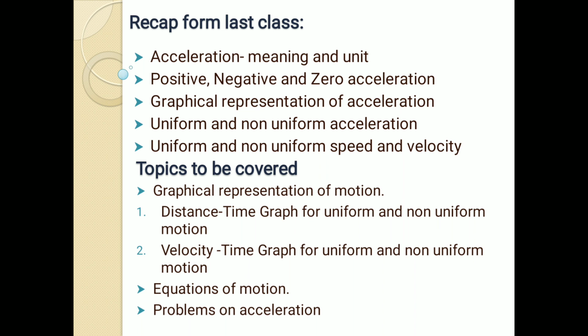In graphical representation of motion, first we will get the distance time graph. In the distance time graph, we have to learn uniform as well as non-uniform motion. The second graph is the velocity time graph. In short form we can call it a VT graph, velocity and time graph. By using velocity and time, we have to plot a graph. So the velocity time graph for uniform and non-uniform motion.